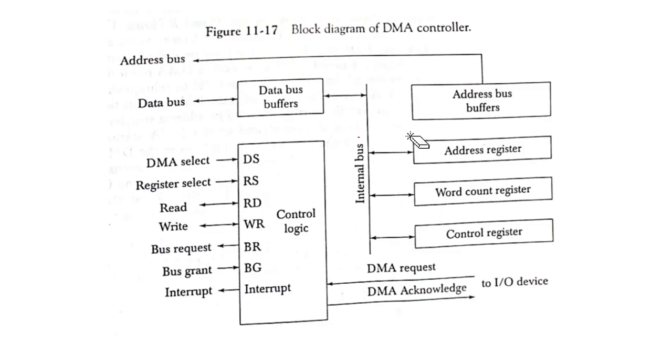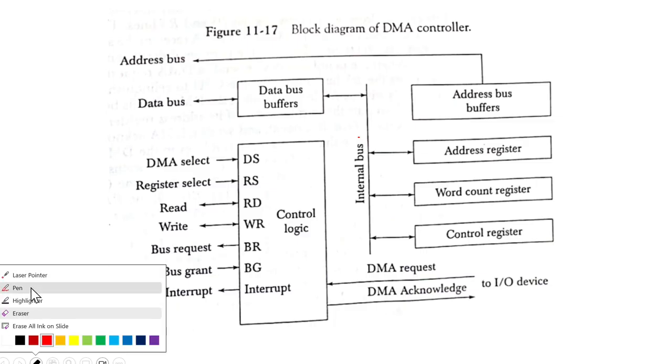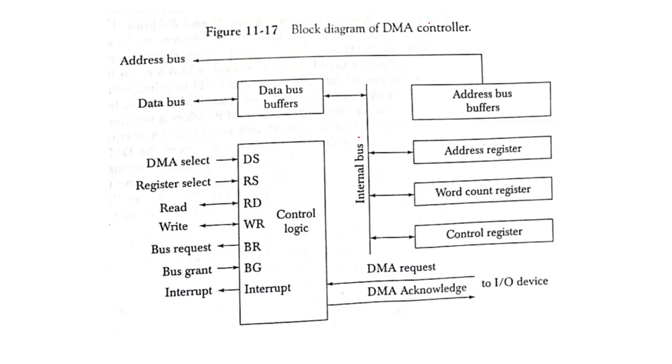Today we are going to study about the DMA controller, Direct Memory Access Controller. The Direct Memory Access Controller is used to transfer the data from IO device to the memory or from memory to the IO device without the help of CPU. This is done to make the data transfer faster without the help of CPU, right?